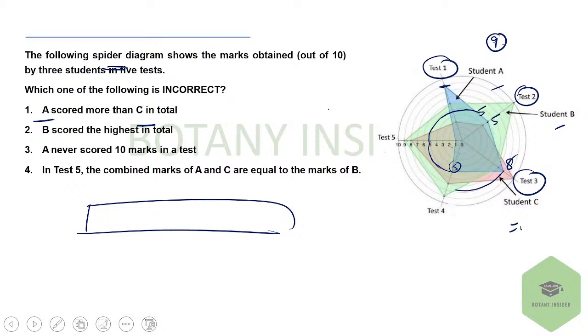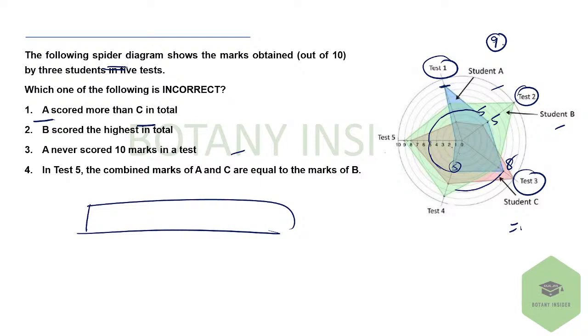Then A never scored a 10. That's also correct. You need to find out the incorrect option. So only student second scored 10 and student third scored 10, but A never scored a 10. That was a correct statement. B and C scored it. A never scored it.